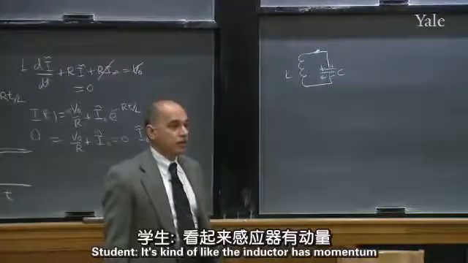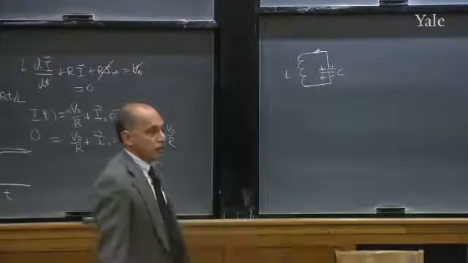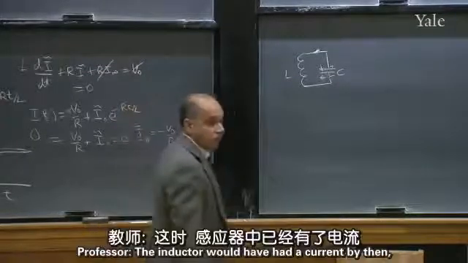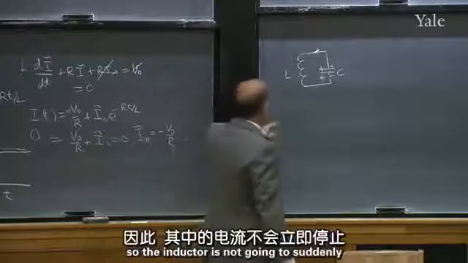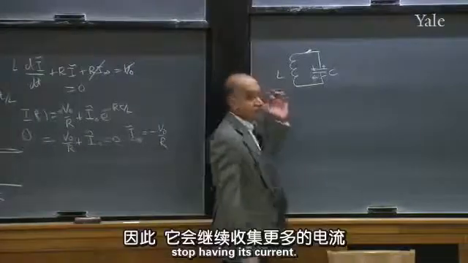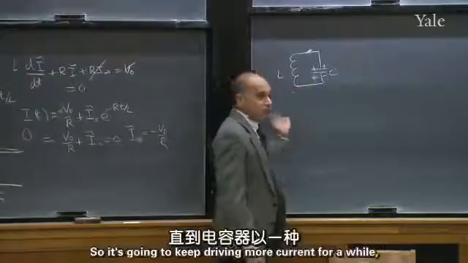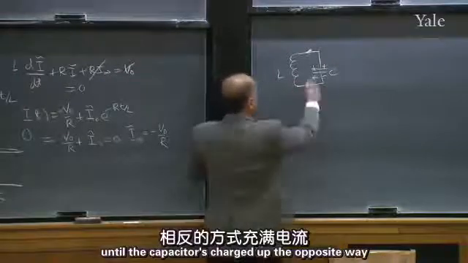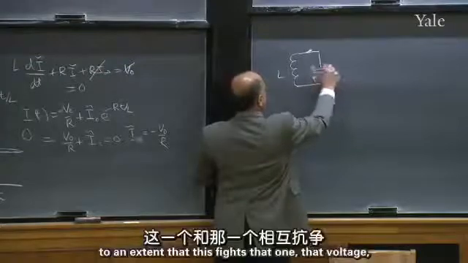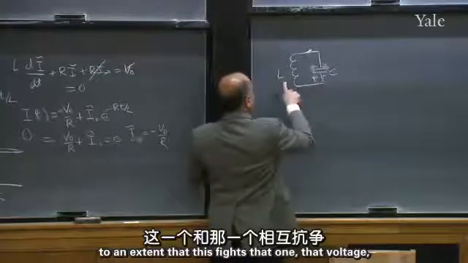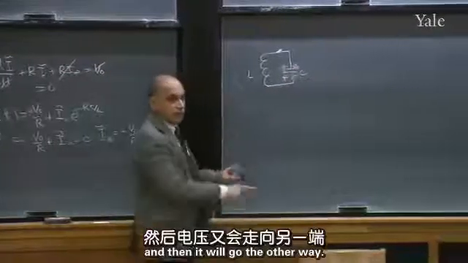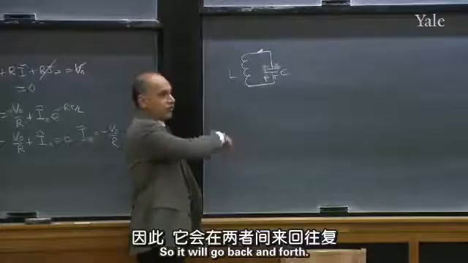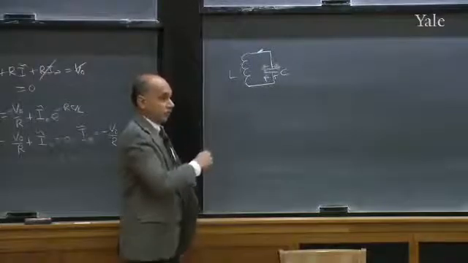Yep. Kind of like the inductor has momentum and it keeps pulling. The inductor would have had a current by then, so the inductor is not going to suddenly stop having its current. So it's going to keep driving more current for a while until the capacitor is charged up the opposite way to an extent that this fights that voltage, and then it'll go the other way. So it'll go back and forth.